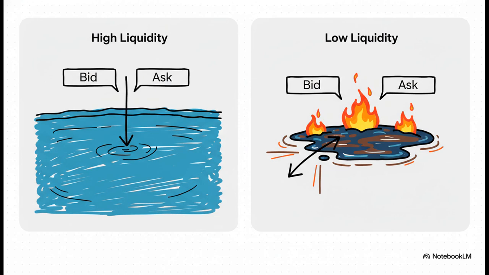And this slide just lays it out perfectly. High liquidity, that's what you want. It's a trader's best friend. You get tight spreads, you don't lose a bunch of money to slippage, and the price action is just smoother. Low liquidity, on the other hand, well, that's a recipe for disaster. We're talking wide spreads, painful slippage, and these just violent, unpredictable price swings.